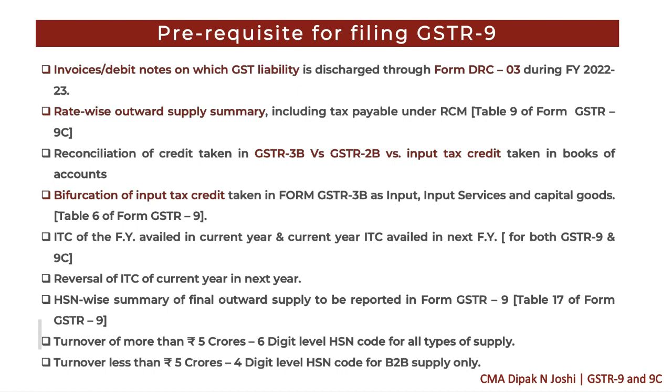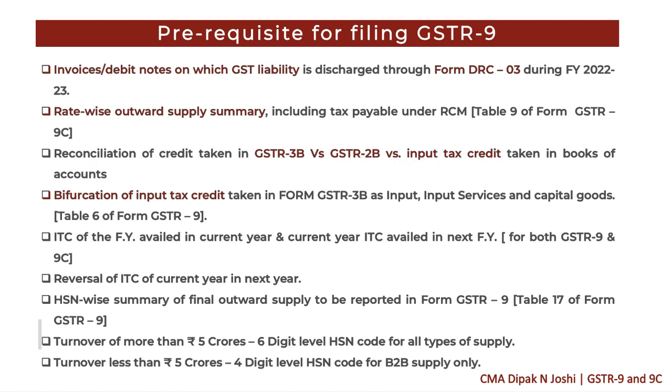turnover is more than 5 crores, then he is required to report HSN-wise summary at 6-digit level. Normally we know that the Customs Tariff Act prescribes an 8-digit HSN code. But in this table, you just need to provide information till 6 digits if turnover is more than 5 crores. If turnover is less than 5 crores, then up to 4 digits only you require to provide information in GSTR 9. So these are the various kinds of prerequisites that one should be ready with before filing Form GSTR 9 and GSTR 9C, because without this information you cannot prepare a correct GSTR 9 and/or correct GSTR 9C.